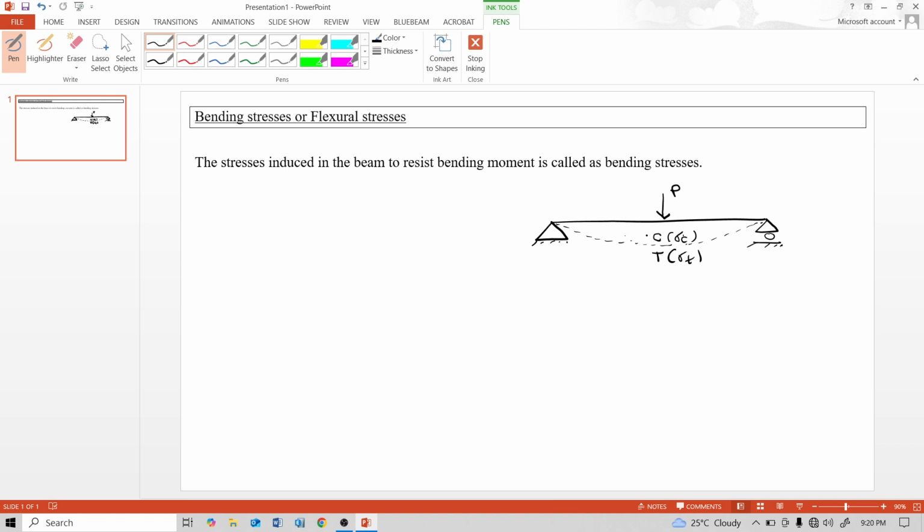For equilibrium of this beam, due to the external load, bending moment is generated in this beam, and for resisting this bending moment, compressive stresses and tensile stresses develop in this beam. These are the stresses induced in the beam to resist bending moment, that means compressive stresses and tensile stresses. These stresses are denoted as sigma or f.